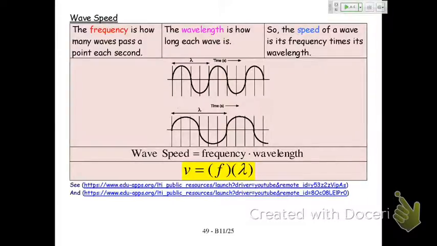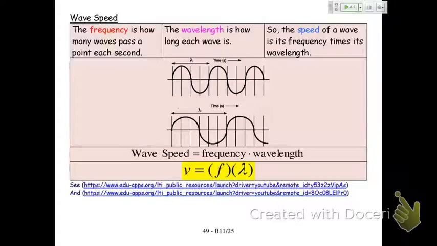So the frequency is how many waves pass a point each second. Frequency is how many oscillations you get. I'm used to it for an oscillator: the frequency is how many oscillations you get. But if I'm looking at waves, that's the equivalent of saying how many crests pass me. If there was one oscillation, a crest passed me. Two oscillations, two crests passed me. Three oscillations, three crests passed me. So the frequency is how many waves pass each point per second. Wavelength is how long each wave is. So the speed will be that combination.